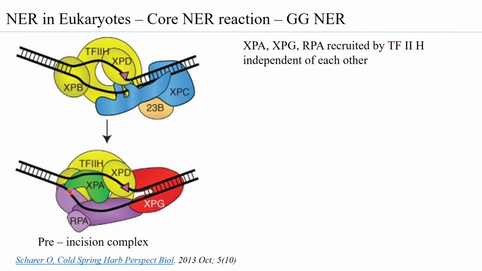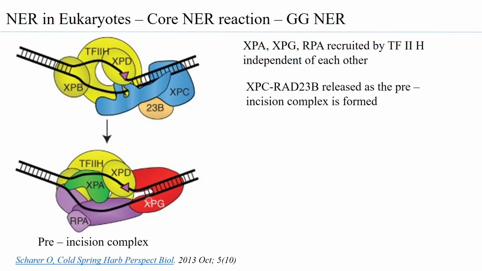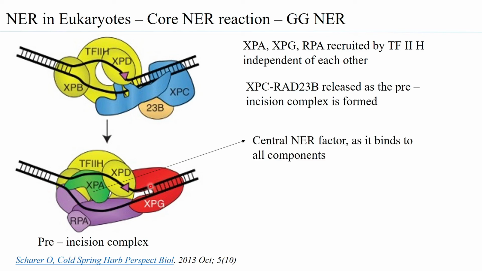Interesting to note is that it is TFIIH, which has a small subunit called P8, that is able to recruit the XPA. So XPA is recruited by the P8 subunit of TFIIH. Similarly, XPG and RPA are independently recruited by TFIIH. The moment you have the formation of the TFIIH, XPA, RPA, XPG complex that forms the pre-incision complex, you have the XPC-RAD23B being released from the DNA. This is something that is very important.